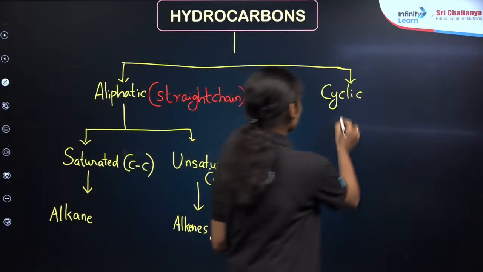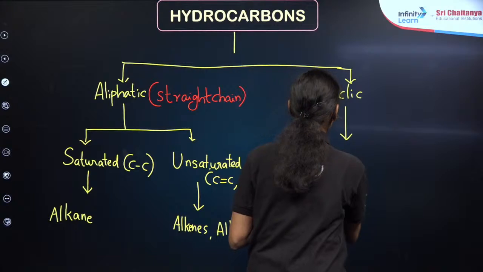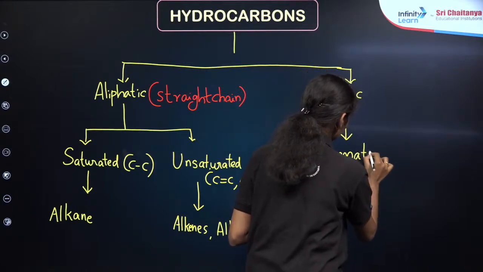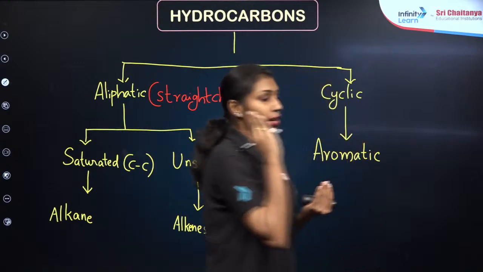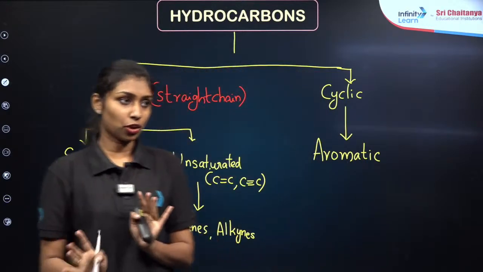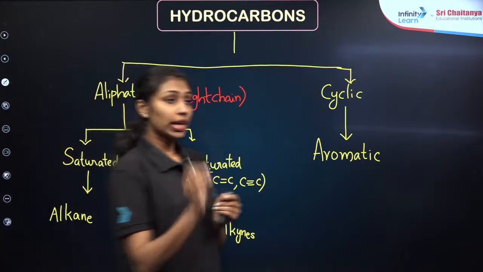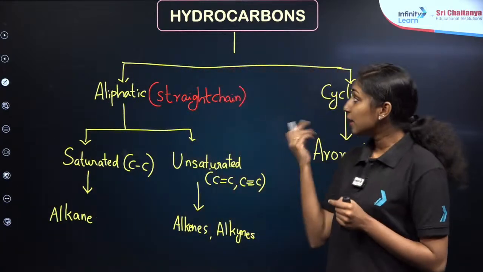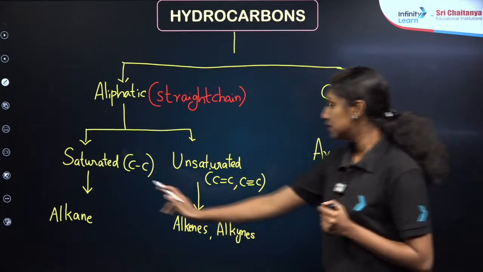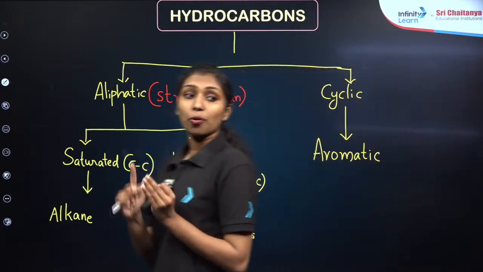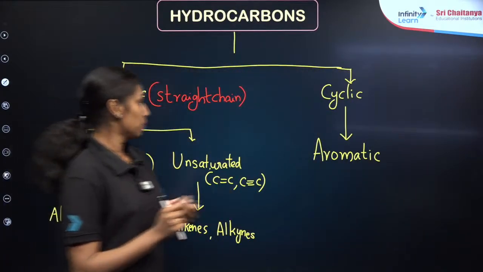So in cyclic cases, we will be focusing on the aromatic hydrocarbons, which is a broad classification. In general, we can say that benzene is an aromatic compound, right? So here we will be discussing the aromatic hydrocarbons. In this chapter, hydrocarbons, we will be focusing on these 4 different topics: alkanes, alkenes, alkynes and aromatic hydrocarbons. Clear?